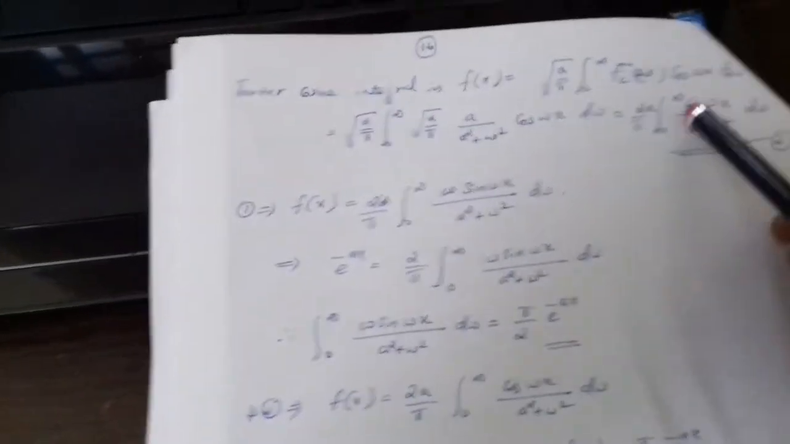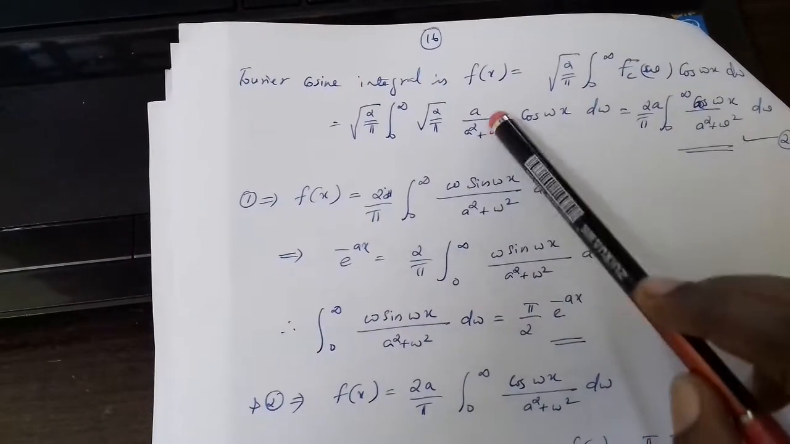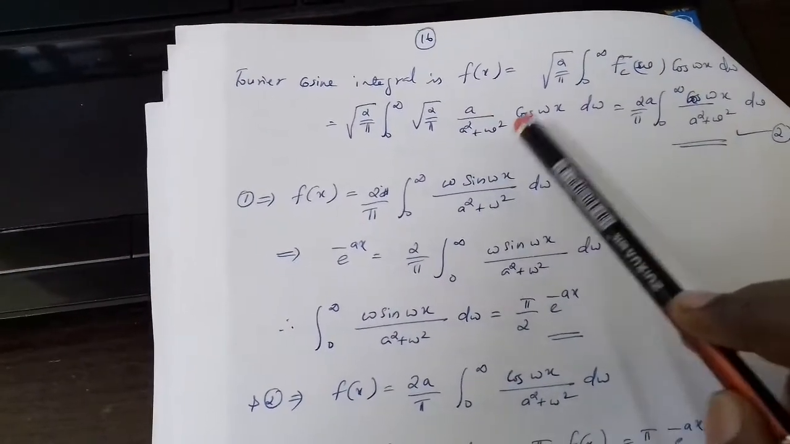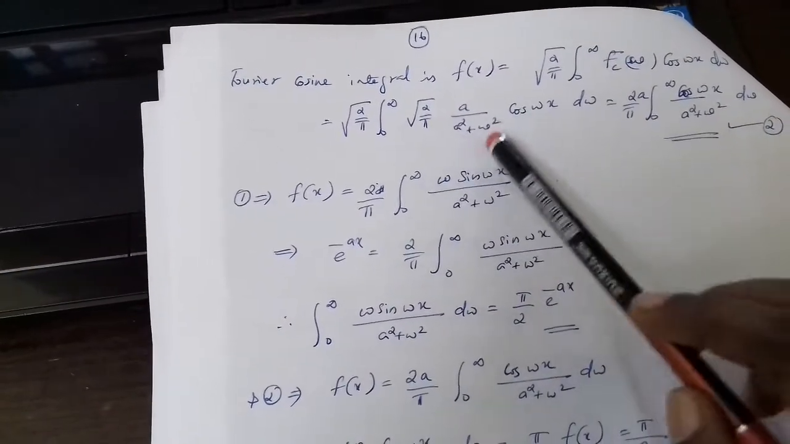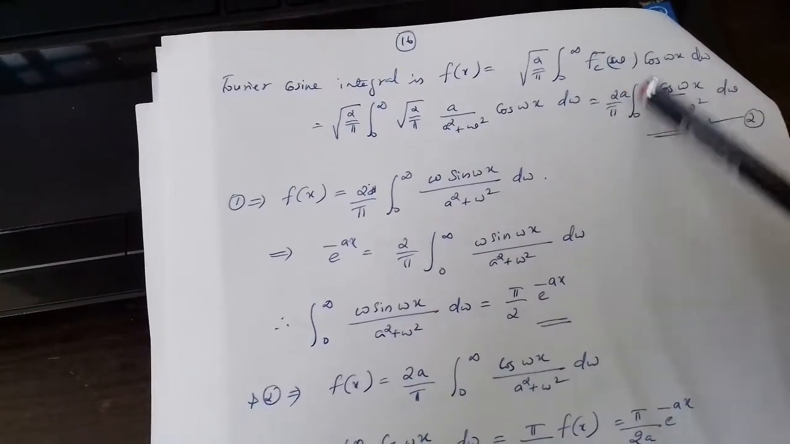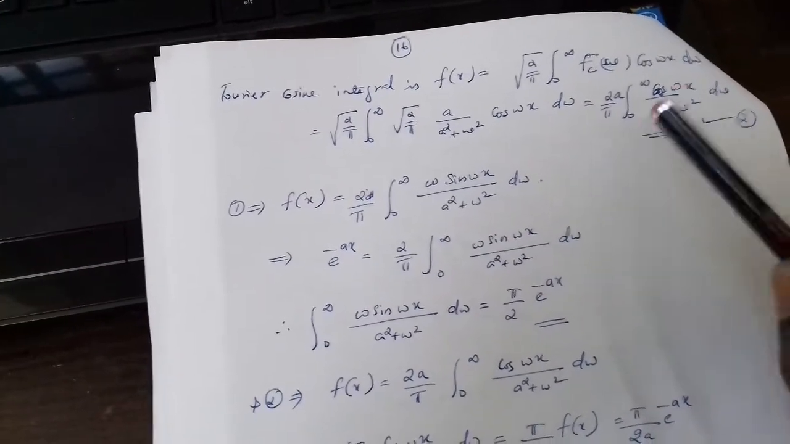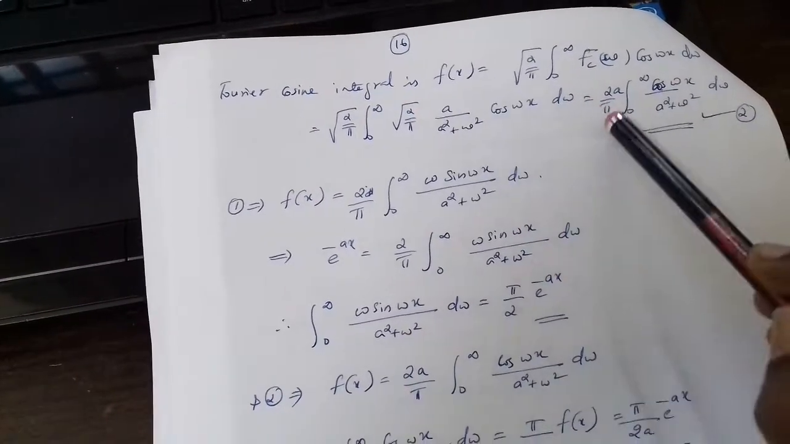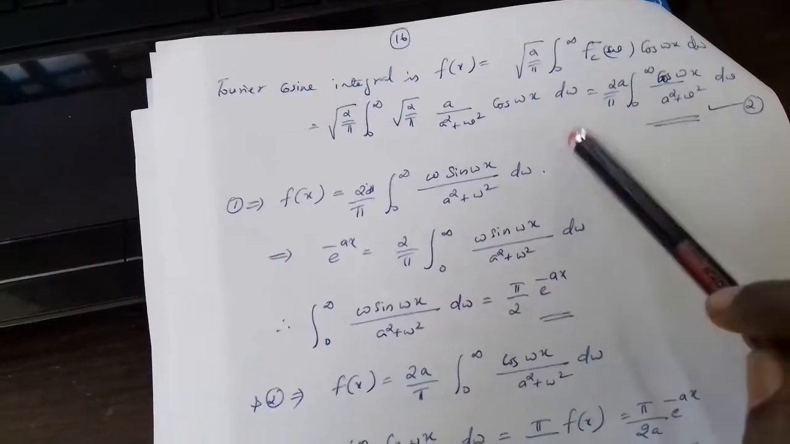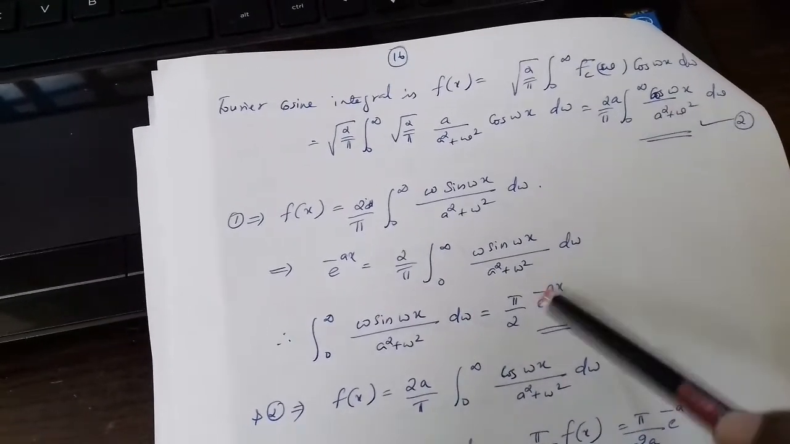Since it is a cosine term, it is the cosine integral, or the inverse cosine transform. root of 2 by pi a by a square plus omega square is the cosine transform, into cos omega x d omega. So this integral will be, whenever we are asked to evaluate an integral, we have to deduce it from the inverse formula. The integral value comes from the formula of the inverse cosine transform or the inverse sine transform.